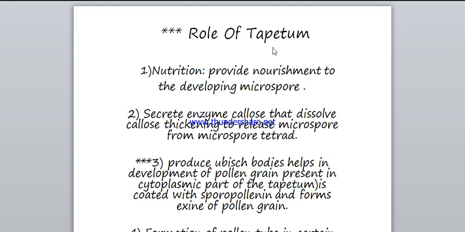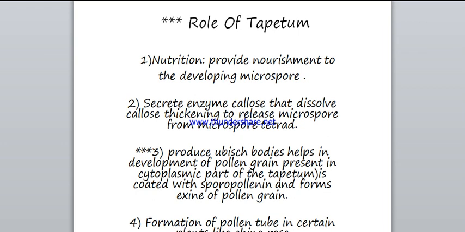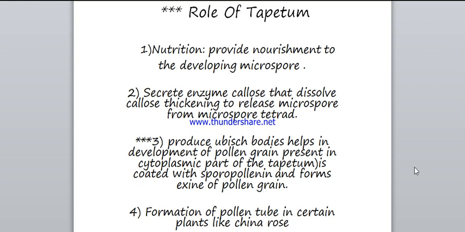Now the role of the tapetum. I put stars only on those points which are most important for the board exam. So first, nutrition. It provides nourishment to the developing microspore. Second point, it secretes the enzyme callase that dissolves the callose thickening to release the microspore from the microspore tetrad. That means it helps to release the microspore from the tetrad after dissolving the callose.